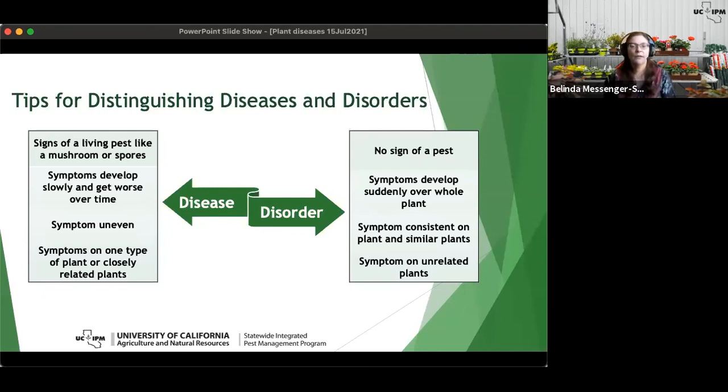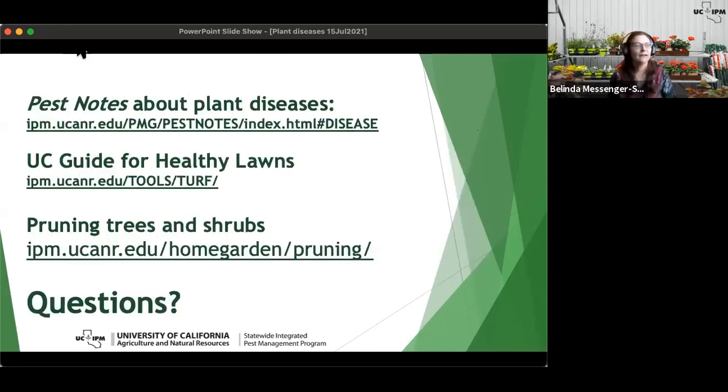Symptoms that are only appearing on one type of plant or closely related plants could be a disease, but if it's on unrelated plants, it's most likely to be a disorder, because remember, plant diseases tend to be quite specific. Next slide. Okay, well, I hope this introduction to plant diseases was helpful.